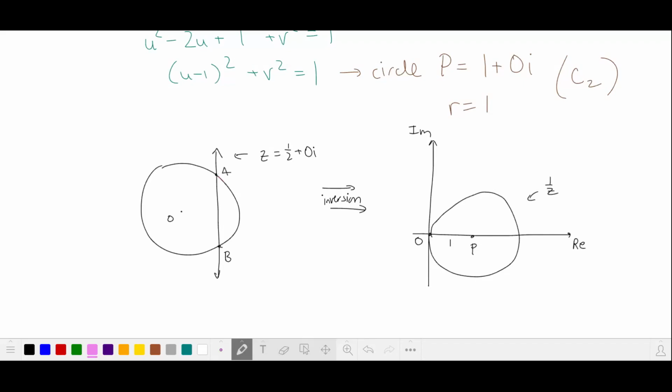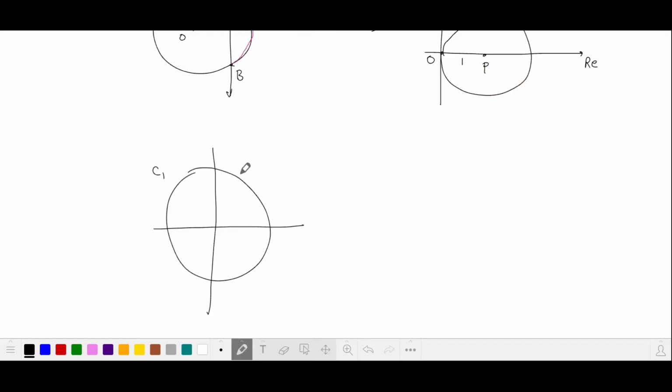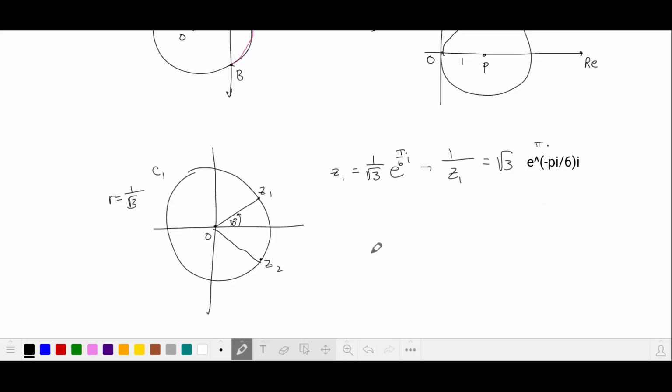Let's see what happens when we invert the points on this arc from A to B. Here's circle 1 again, and it has a radius of 1/√3. Here Z1 and Z2 are vertices of that hexagon. Z1 has a magnitude of 1/√3, and its angle here is pi/6. And so the reciprocal of this is a point 30 degrees below the real axis on a circle with a radius of √3. Similarly for Z2, the inverse is also on a circle with radius √3.